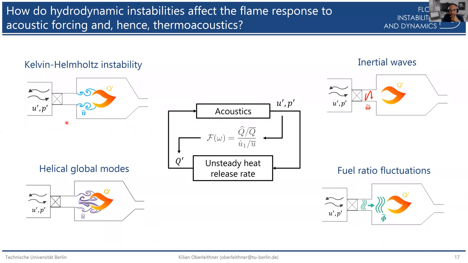However, these other mechanisms, particularly the Kelvin-Helmholtz type instability, of course cause these strong roll-ups of vortices, and this affects the mixing of this fuel-air ratio fluctuation. So there's an indirect connection between these different mechanisms here.